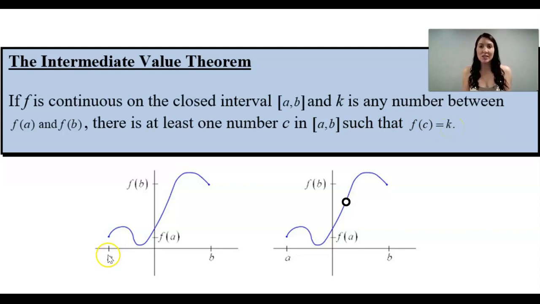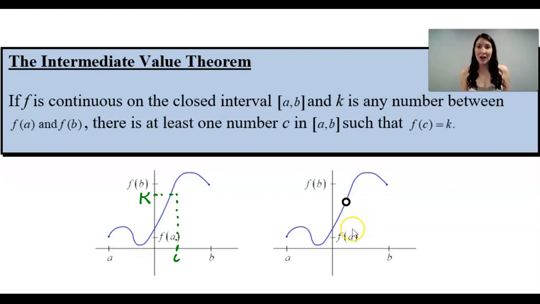So here we have a closed interval from a to b in the graph at the left. The intermediate value theorem tells us that as long as this function is a continuous function, we are guaranteed that there is some c value in between a and b such that f of c equals k. Now, the function has to be continuous, and as long as the function is continuous, we are guaranteed that the function hits every single intermediate value in between f of a and f of b.